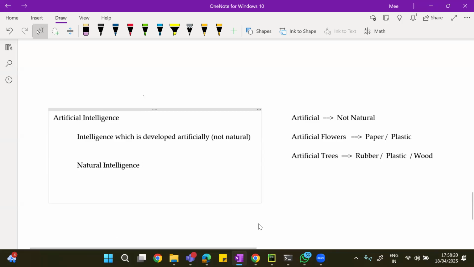Now, what is natural intelligence? Natural flowers we know. Natural intelligence is nothing but that we humans are naturally intelligent. So artificial intelligence means whatever intelligence humans have, I'm going to put it into machines. We are putting the intelligence of humans into the machines. That is what is called artificial intelligence.